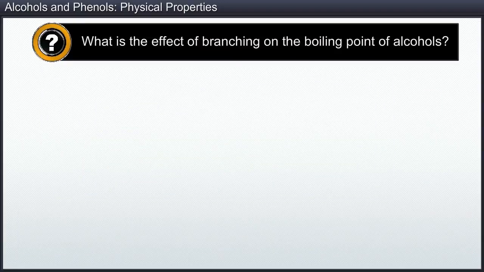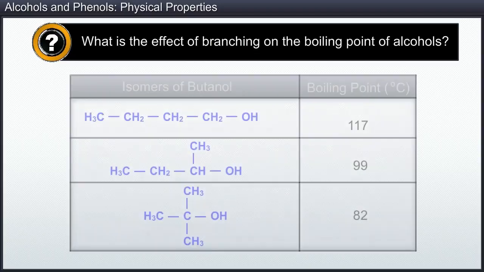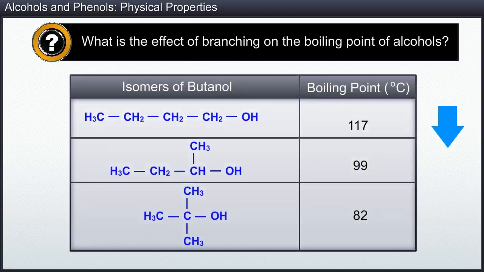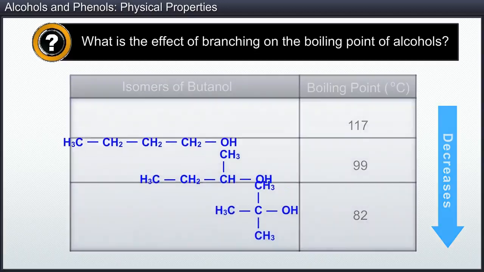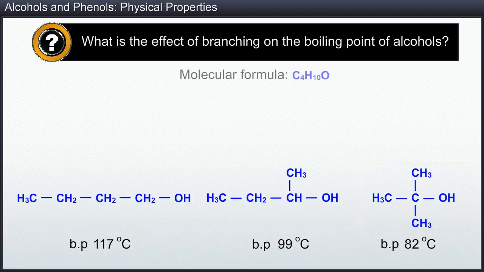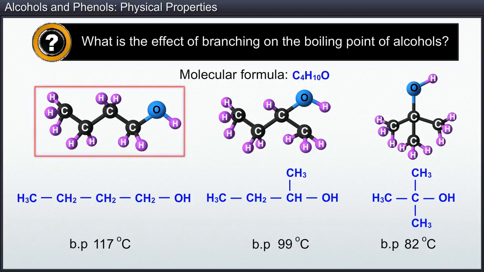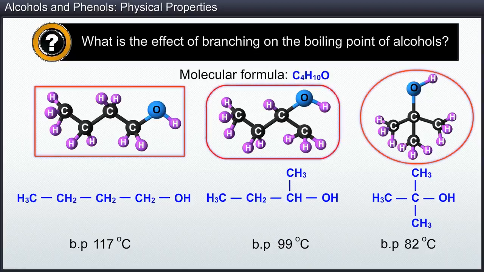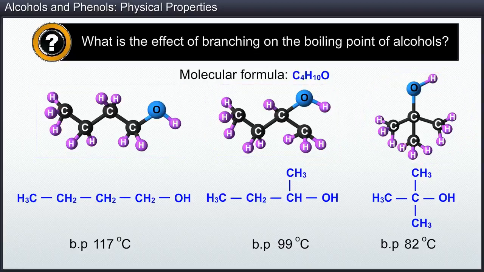What is the effect of branching on the boiling point of alcohols? Use the information in the table. The table shows 3 butanol isomers, which all have the same molecular formula. As the branching of the carbon chain increases, the molecules attain a spherical shape and the surface area decreases. As a result, the van der Waals forces of attraction become weaker, and therefore the boiling point decreases with an increase in branching.